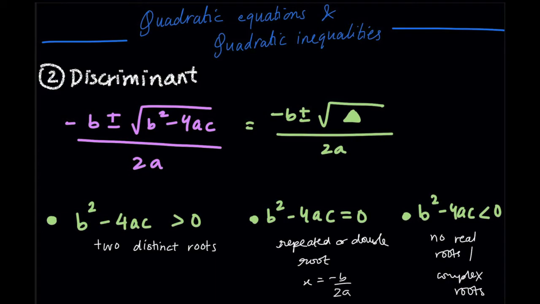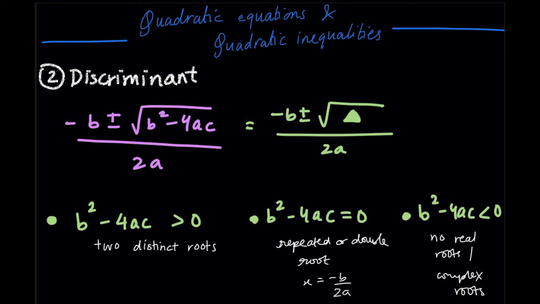The first case is if b squared minus 4ac is greater than 0, and this means that the quadratic equation that you have will have 2 distinct roots. If b squared minus 4ac is equal to 0, that means that there is a repeated or double root, meaning both the x-intercepts of this quadratic are at the same point. And when b squared minus 4ac is smaller than 0, it means that there are no real roots, or complex roots. And we'll understand what complex roots means a bit later. But these are basically the 3 main cases to understand the nature of our quadratic.